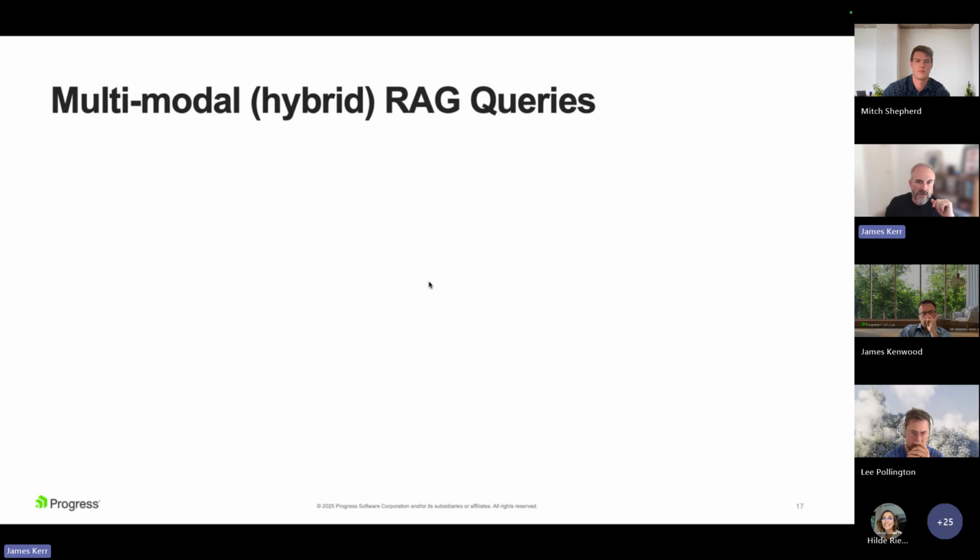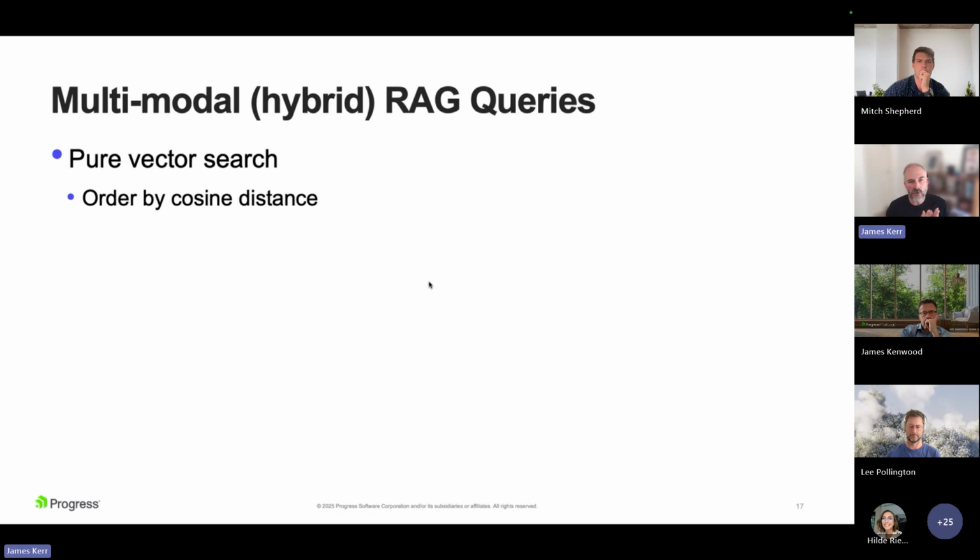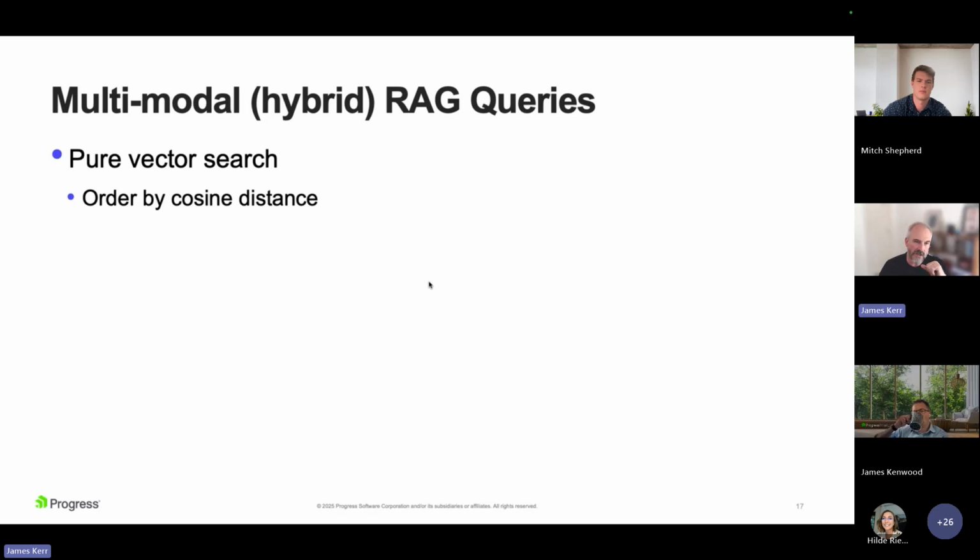In MarkLogic 12, we introduce really powerful capabilities to combine all of our rich querying mechanisms that we've been building applications with for years, combining those with vector, really leveraging pure true multi-model querying to be able to produce hybrid RAG solutions using all kinds of different types of queries that you can do in MarkLogic.